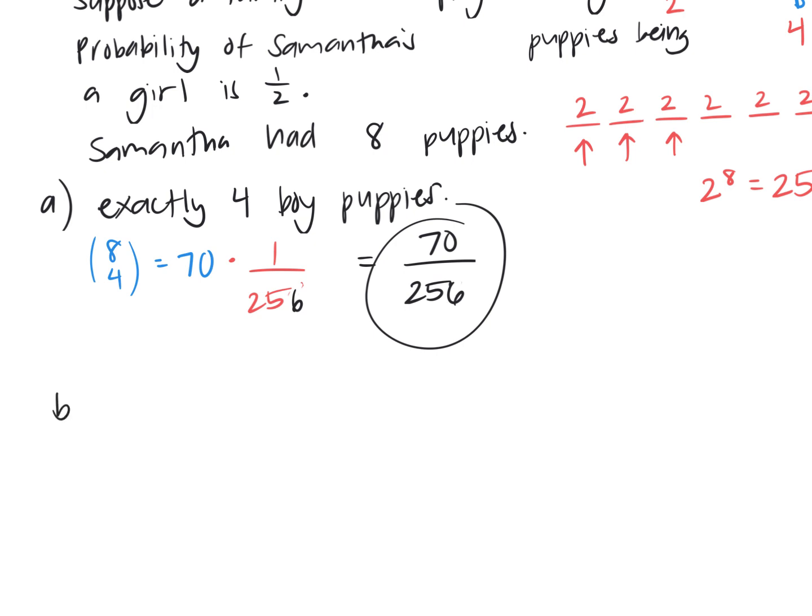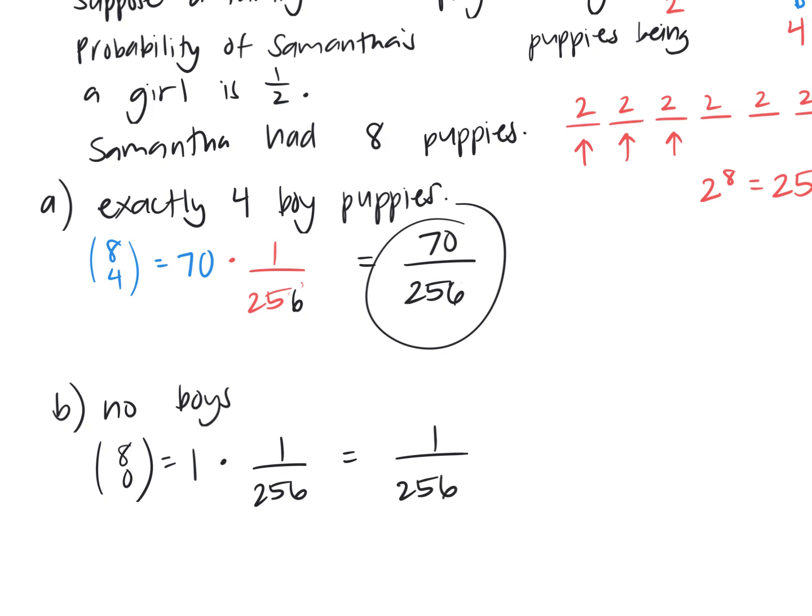Okay, what about having exactly or just no boys? What if Samantha had all little girl puppies? So no boys. So 0 boys, right? So that would be 8 choose 0. Isn't that 0? Not 0. It's 1. Yep. There's only one way to select nothing. So then I just take that and times it by 1 over 256, which would be 1 over 256. That is your probability of having no boys.